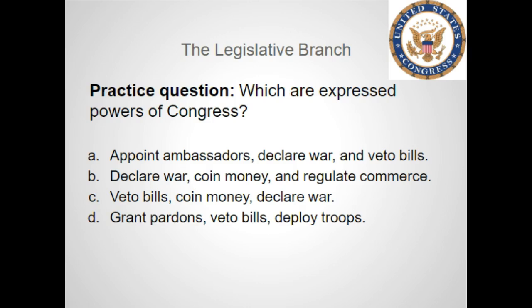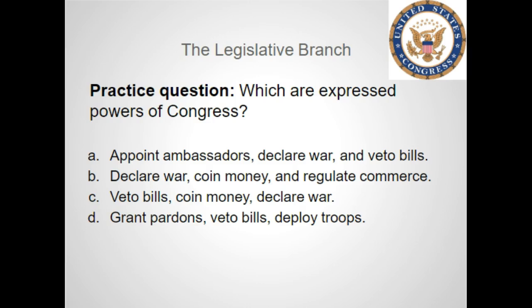All right, so we're getting to the end. So here's your practice questions. Sorry, just one tonight. Which are express powers of Congress? A. Appoint ambassadors, declare war, and veto bills. B. Declare war, coin money, and regulate commerce. C. Veto bills, coin money, and declare war. D. Grant pardons, veto bills, and deploy troops. I'll give you a moment to figure out which one you think is the correct answer.